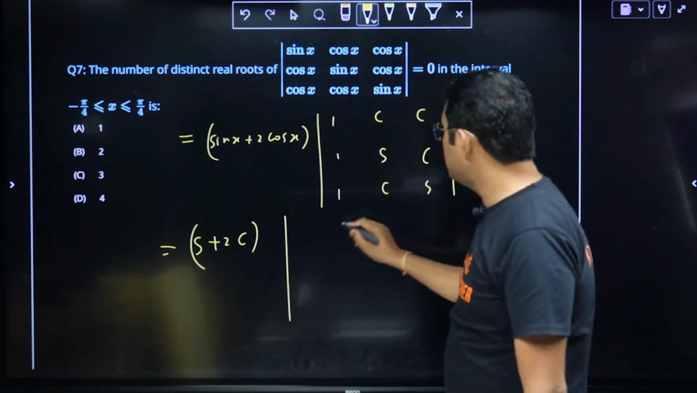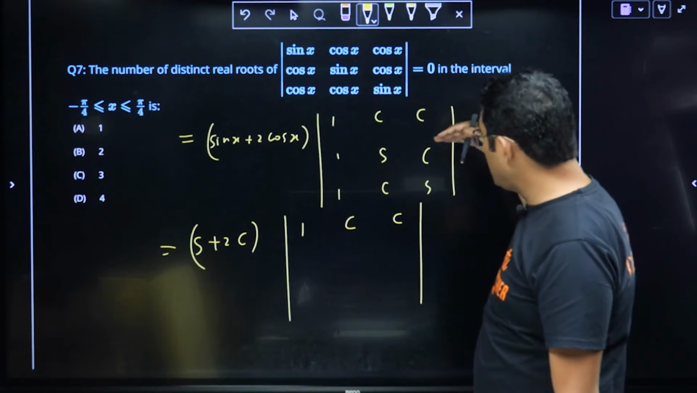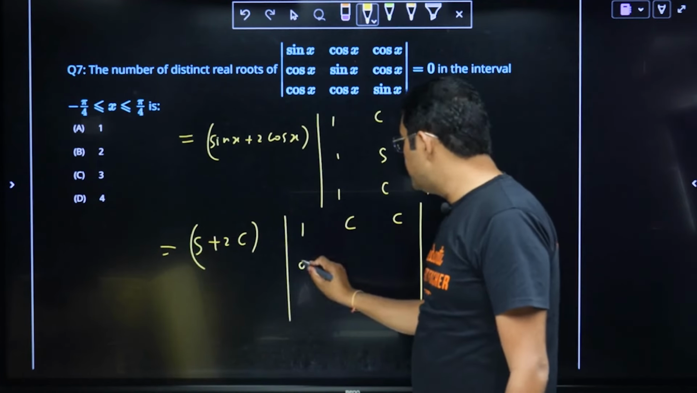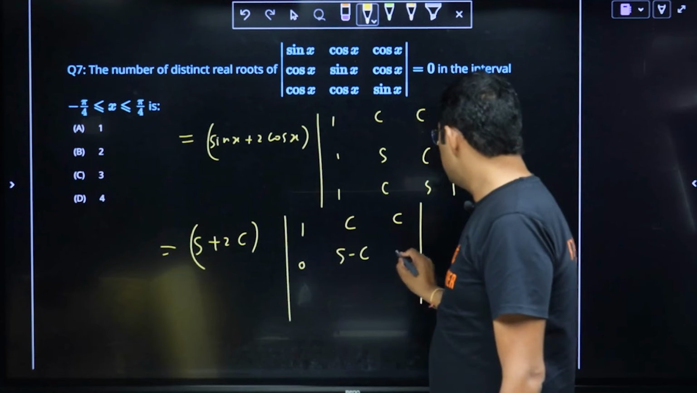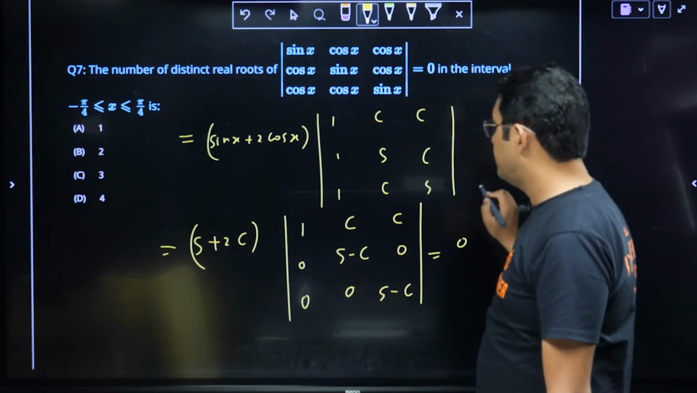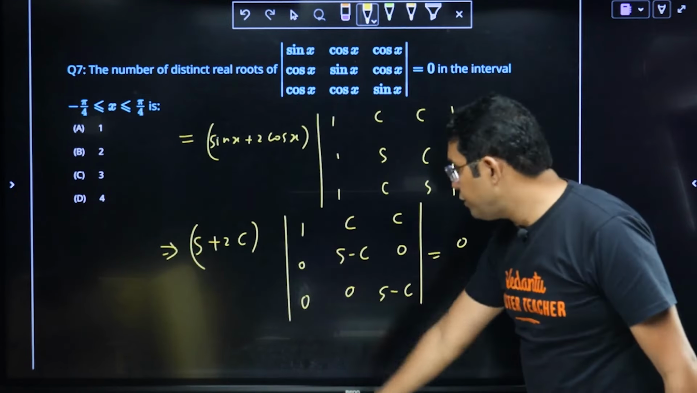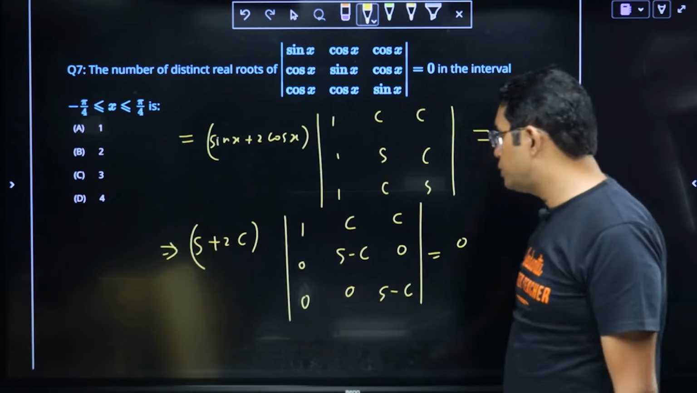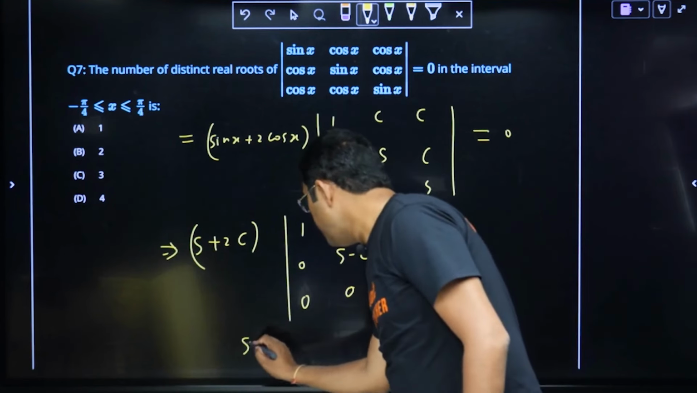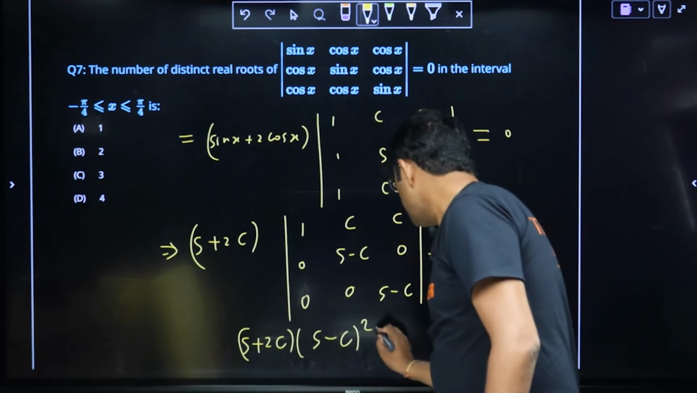We can make 2 zeros by keeping first row as it is and subtracting row 2 and row 3 from row 1. It will be 0 here, sine minus cos, 0, 0, 0 and sine minus cos, and that is equal to 0. We are given that to be equal to 0. Now we can expand it in first column, so it will be (sine minus cos) whole square, nothing else. So (sine plus 2 cos) into (sine minus cos) square is equal to 0.